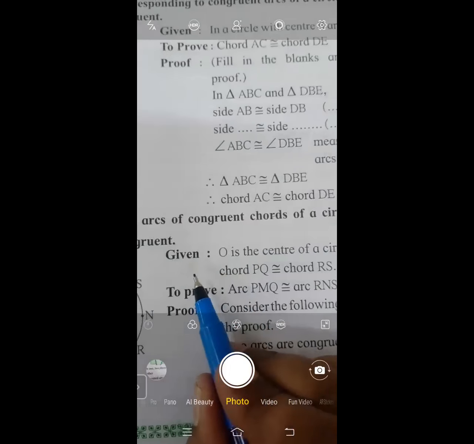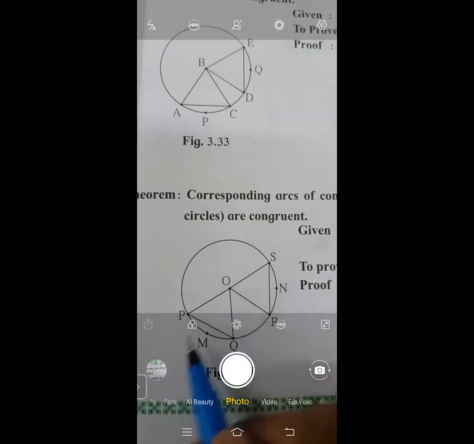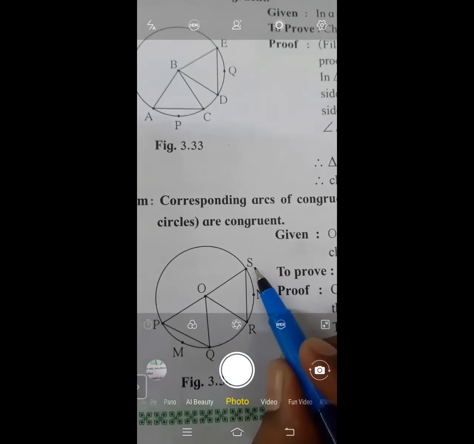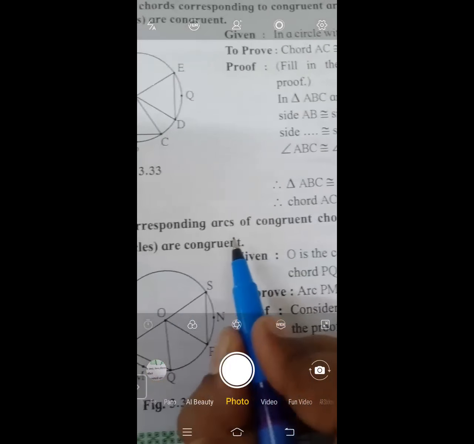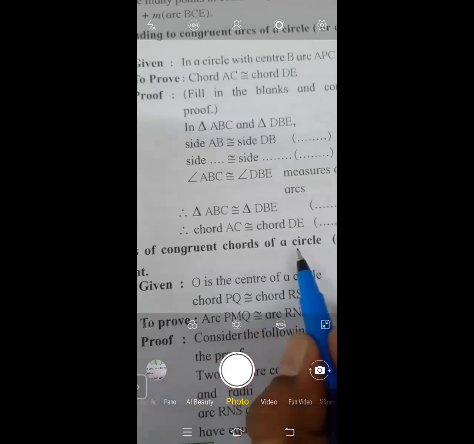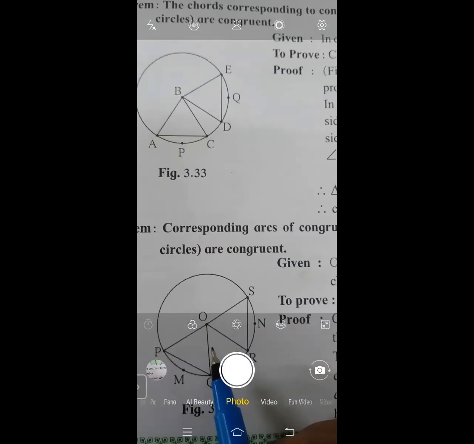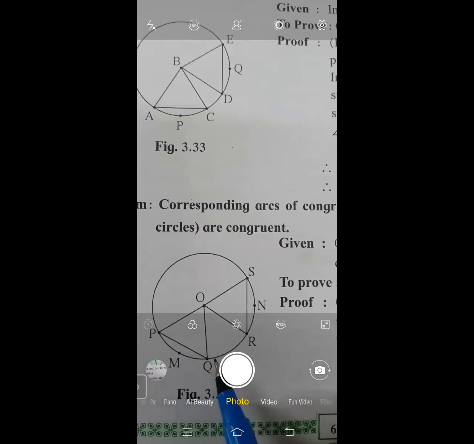So what is given? O is the center of the circle, chord PQ is congruent to chord RS. These are the corresponding arcs of congruent chords. It is given that the chords of a circle are congruent, so now we have to prove that these arcs are congruent.